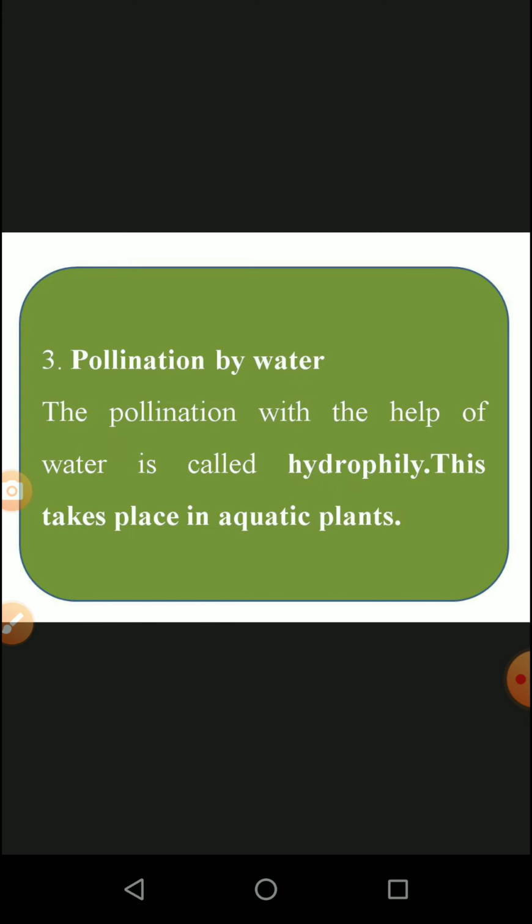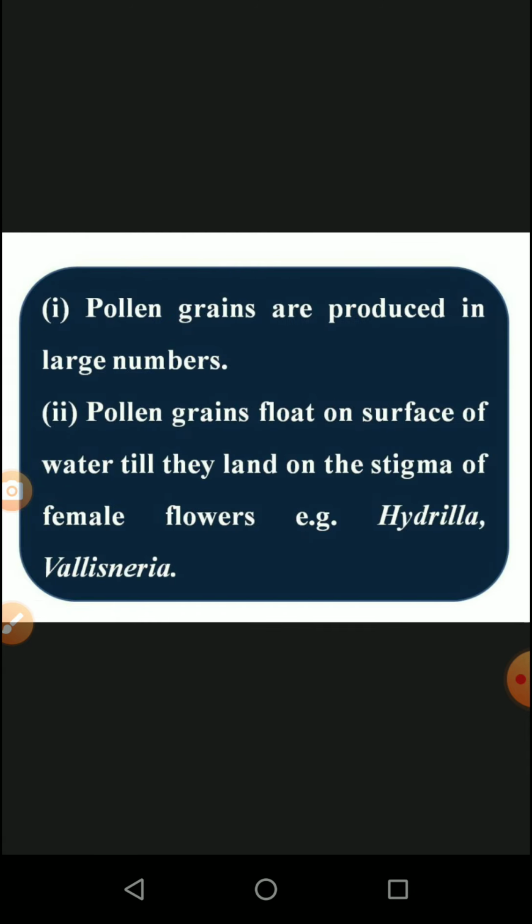And the third one, pollination by water. That is called hydrophily, which takes place in aquatic plants. That means the organisms living in a water body are called aquatic plants.